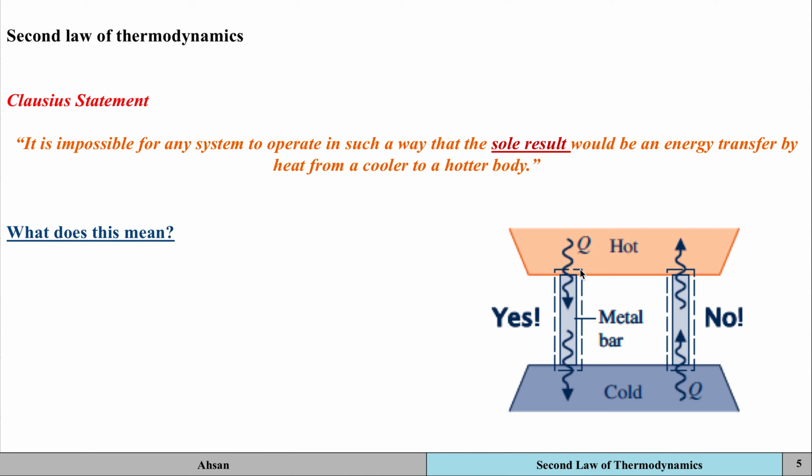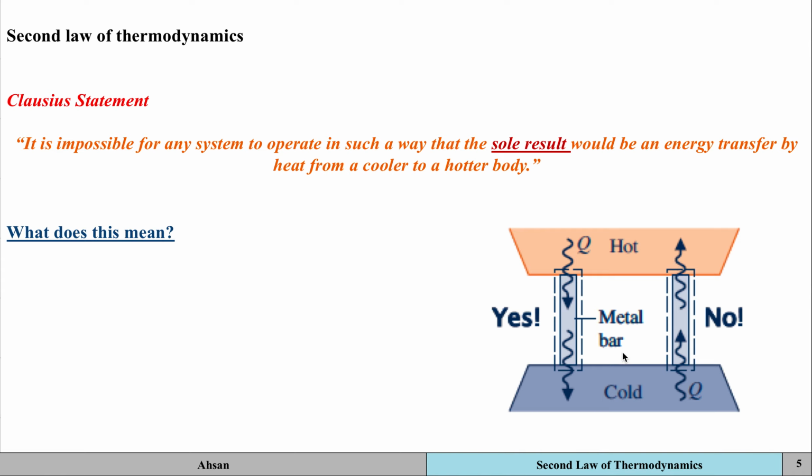Okay. So what do we usually see in daily life? That if we have a hot body, it can transfer its energy to a cold body, right? That is what happens. This is a spontaneous process. It occurs without any external help, right? So heat transfer can take place from a hotter to a cooler body, but heat transfer cannot take place from a cooler to a hotter body by itself.